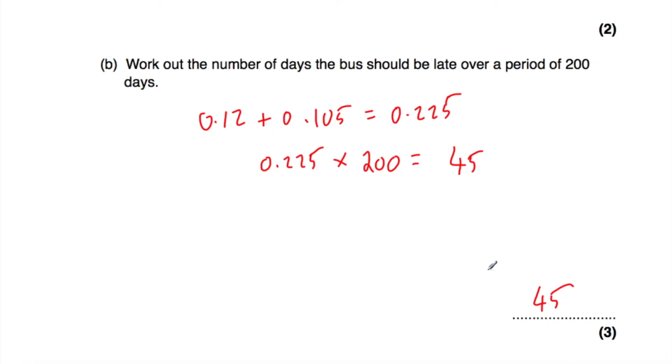Now, that's obviously what we would expect. In real life, it may be the bus is late on more occasions, or maybe the bus is late on fewer occasions, or maybe that is exactly 45 times, but that's how many times we would expect it to be late, or should be late. Okay, let's look at our next question.